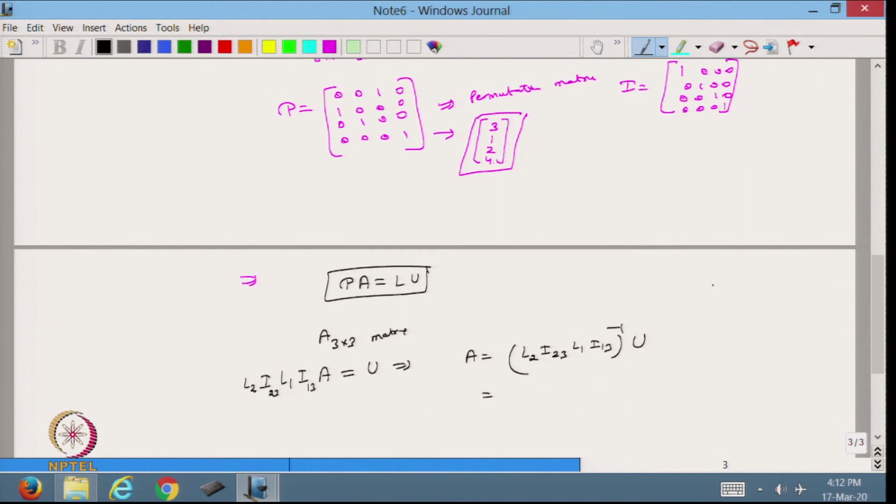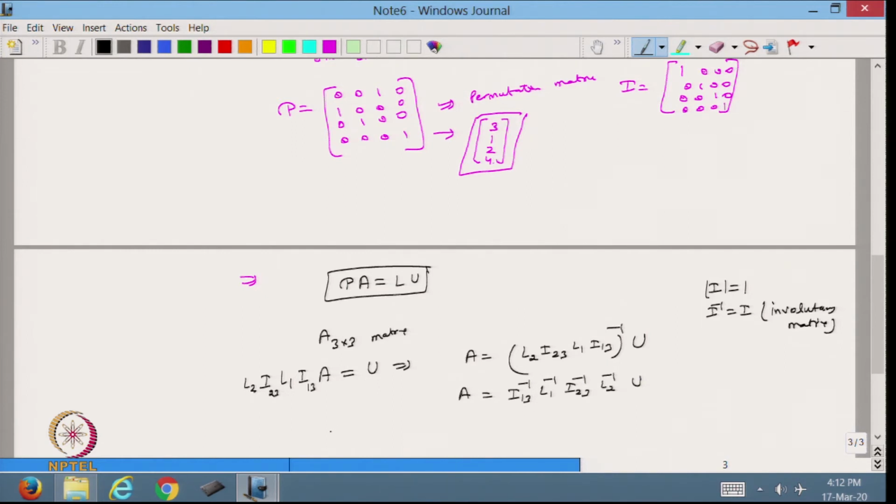And I know that the determinant of this I is 1, and I inverse is also I. So, this type of matrices are called involutory matrices. So, from here, I can write this matrix as I13 inverse, L1 inverse, I23 inverse, L2 inverse, U, and that is my A.